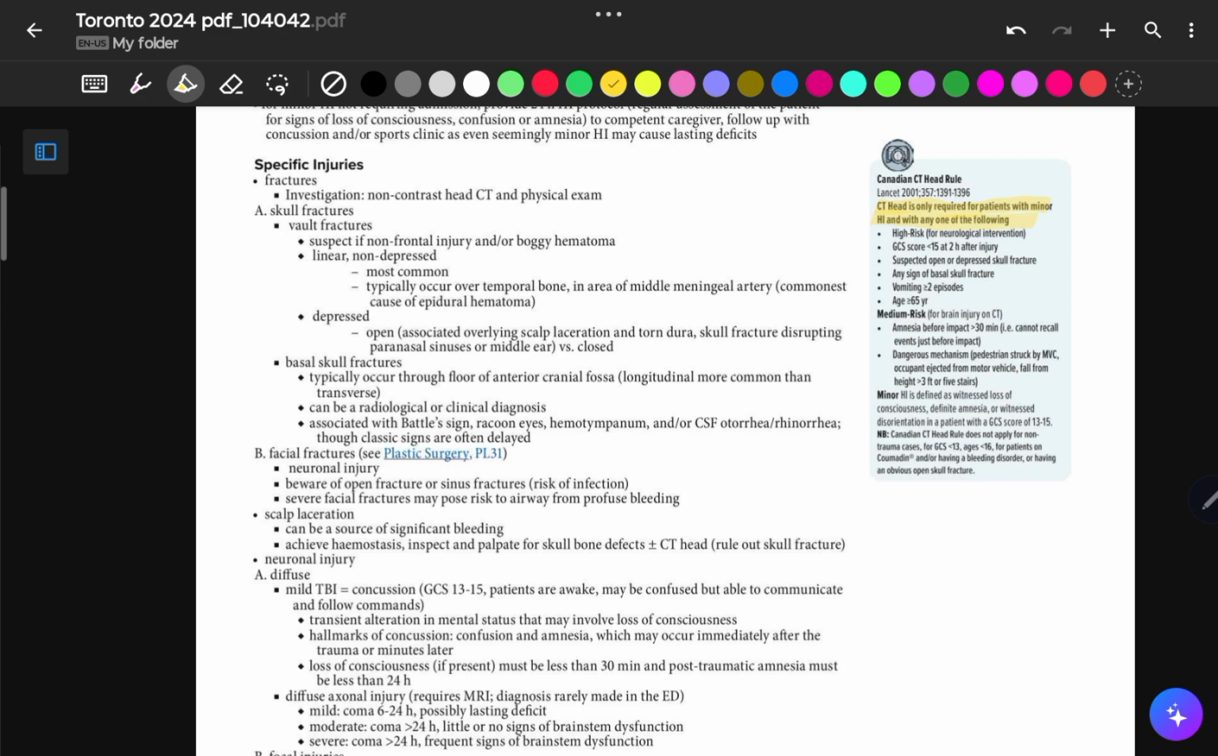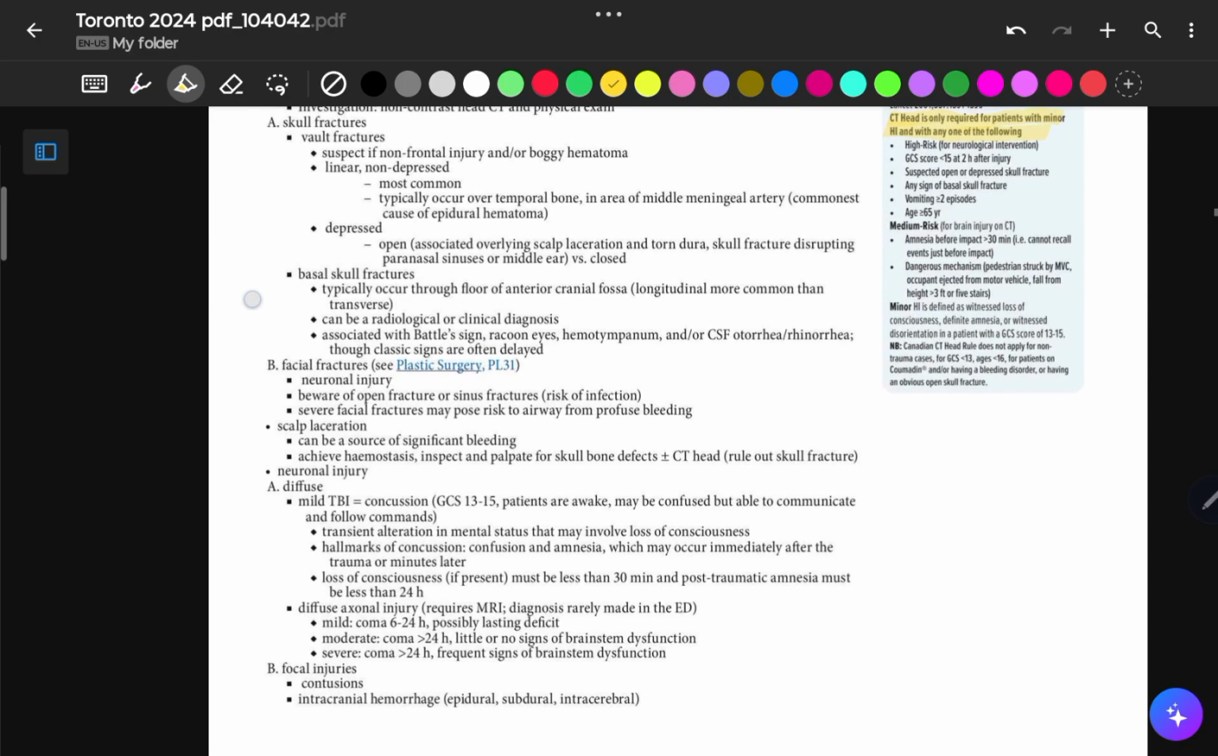Medium risk is if they had amnesia before the impact lasting more than 30 minutes. So if you cannot recall events just before the impact, then you want to do a CT. If there's a dangerous mechanism, such as a pedestrian struck by a motor vehicle, an occupant or driver ejected from the motor vehicle, or a fall from more than 3 feet or 5 stairs, then you want to do your CT scan.